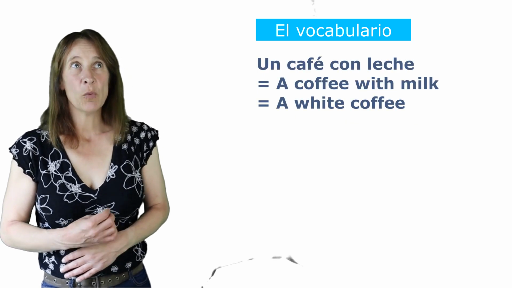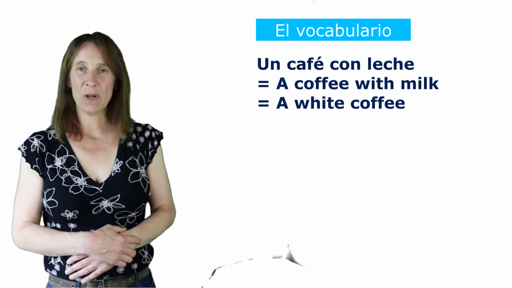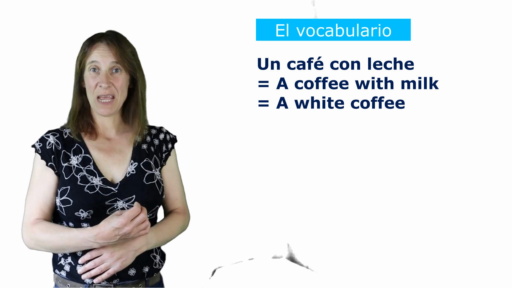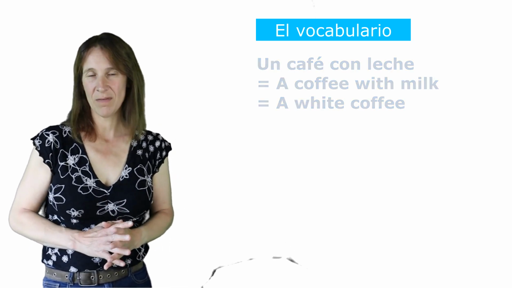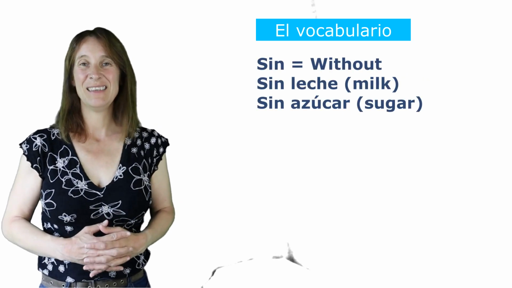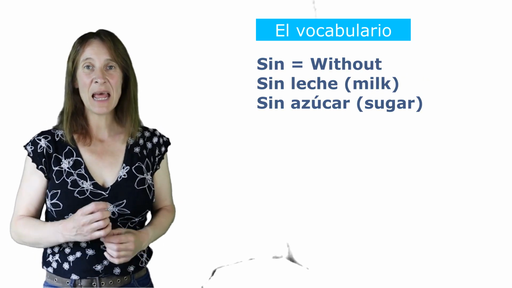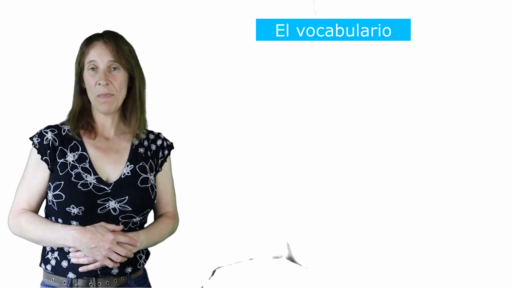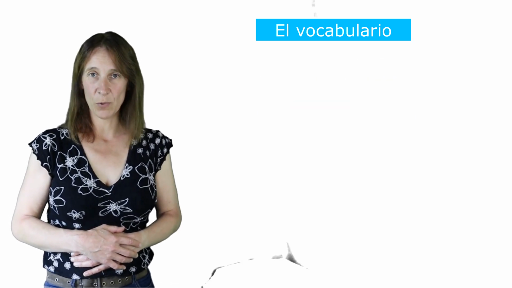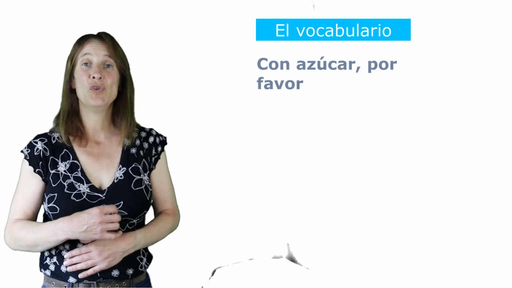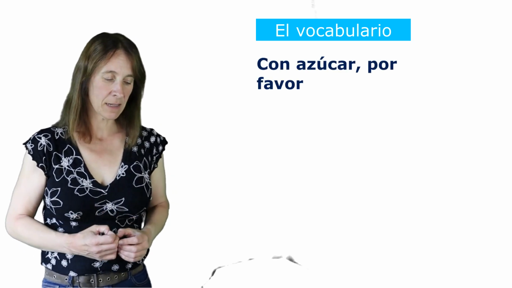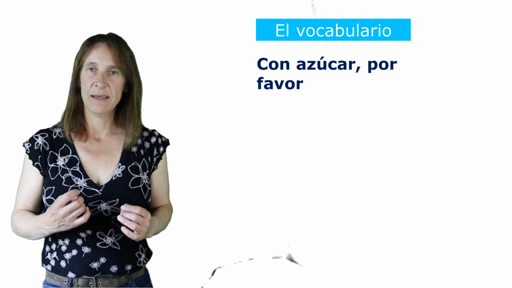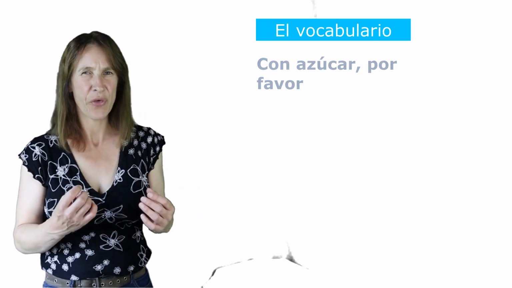When you're ordering un café, you might want it con leche. Or the opposite of con, which is with, is without, sin. Sin leche. Or maybe you want sugar and they haven't brought it. Con azúcar, por favor. In Spain, the letter Z is pronounced with a th.